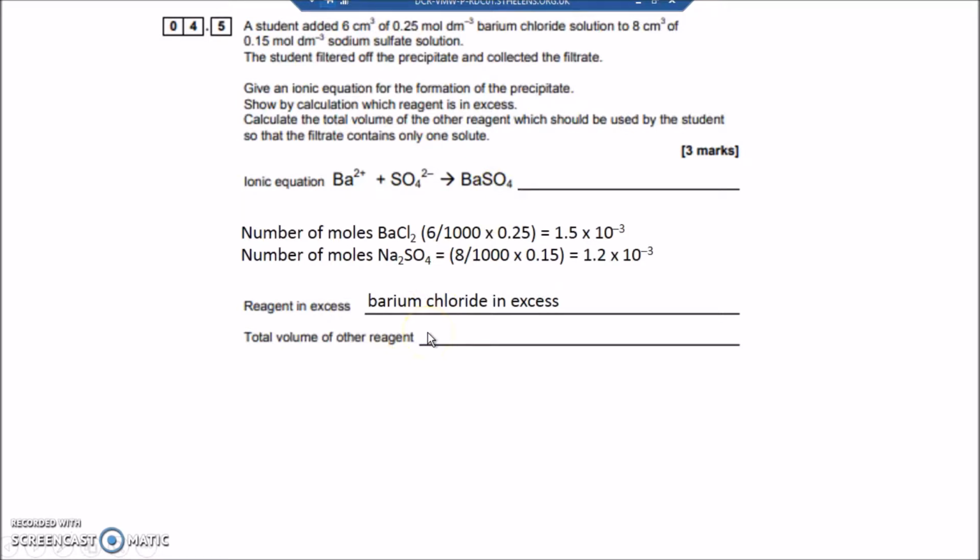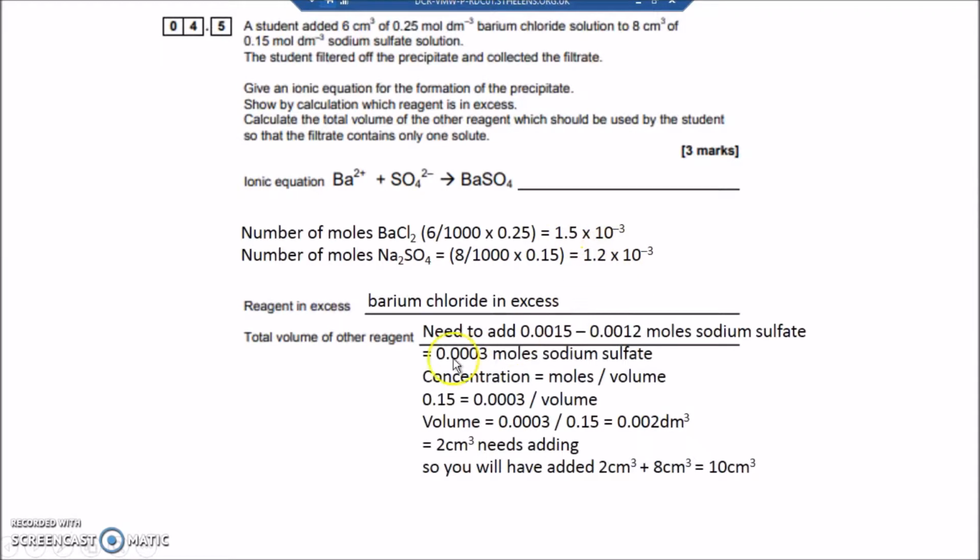Calculate the total volume of the other reagent. So what that's asking is how much sodium sulfate would I have to add for the barium chloride not to be in excess. That's broadly what it's asking. So how much more of this would I have to add to make 1.5 times 10 to the minus 3? So subtract these two, and I work out that I need 0.003 moles of sodium sulfate, so that these are in equal amounts.